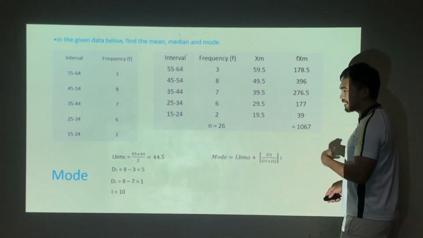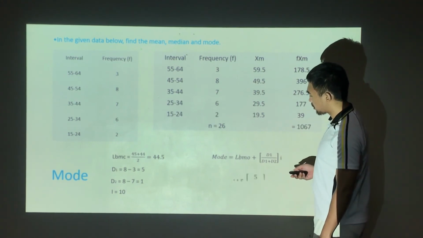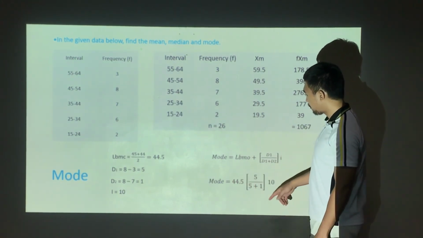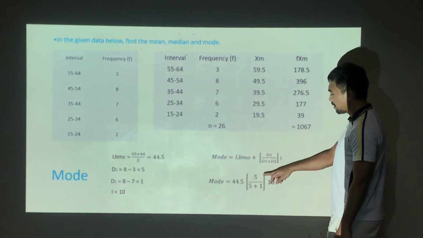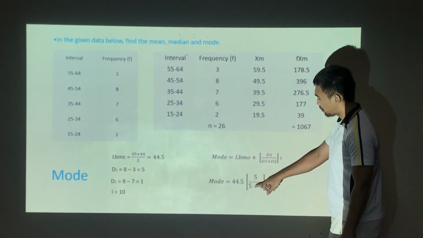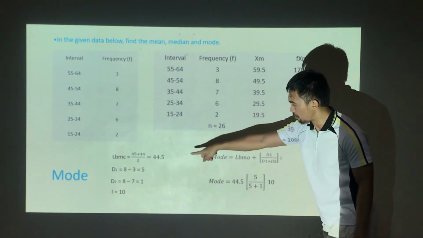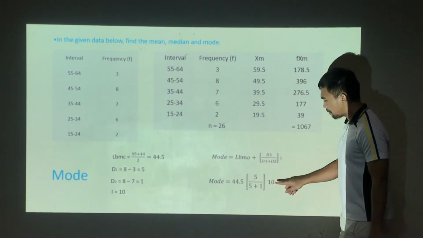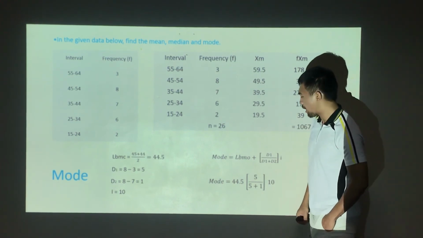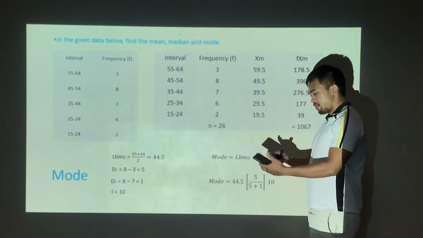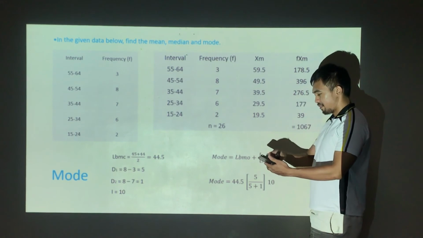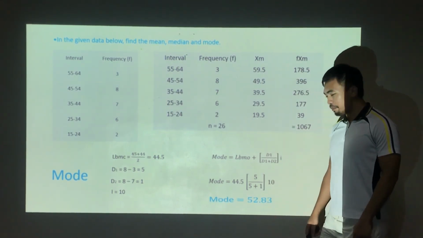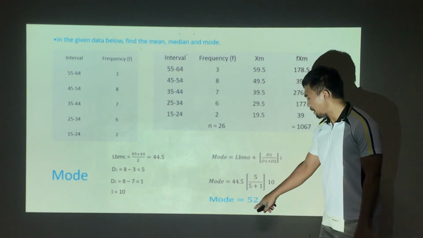So we are going to substitute it into our given equation. That would give us mode is equal to 45.5 plus 5 over 5 plus 1, since we have it right there, and times 10. If we put it in our calculator again, that would give us 52.83, and that would be our mode.